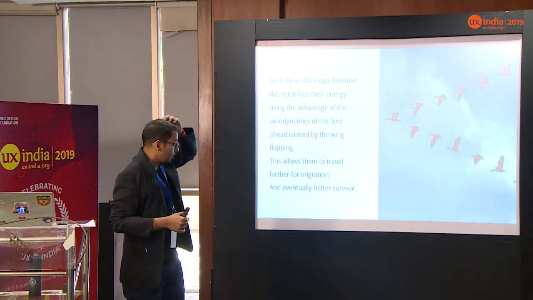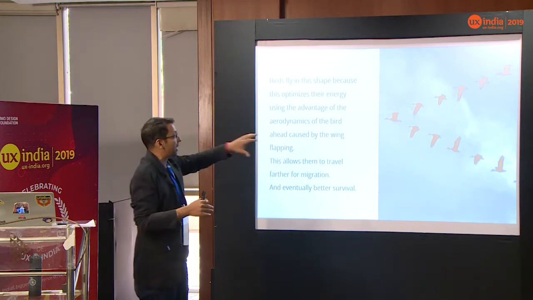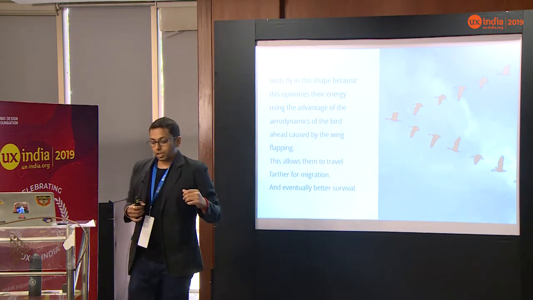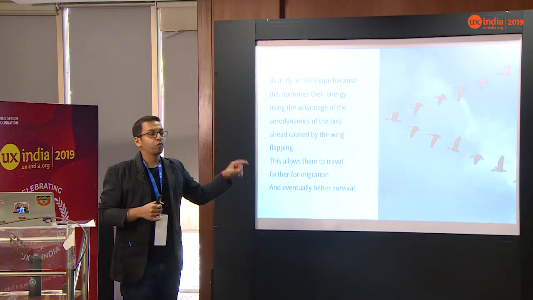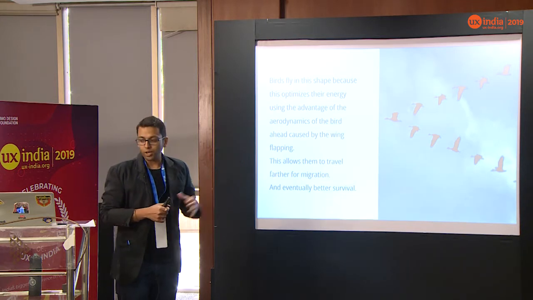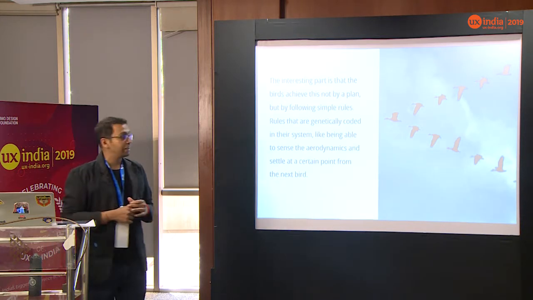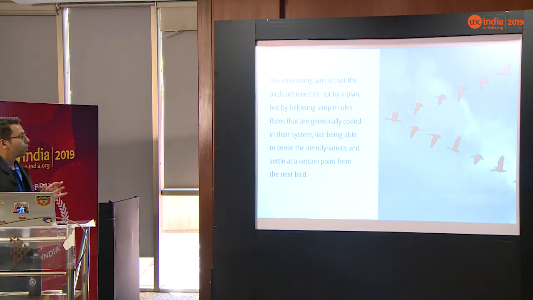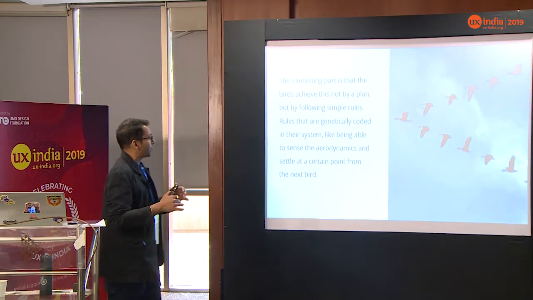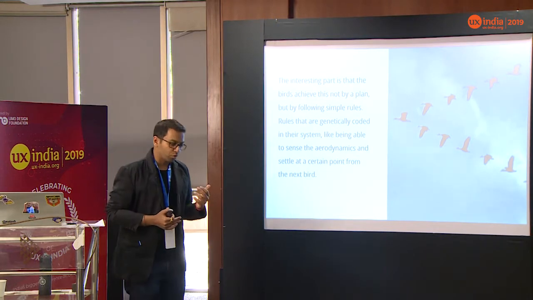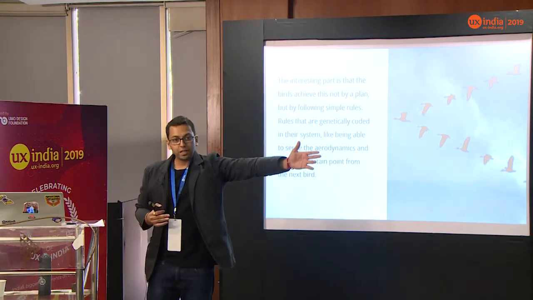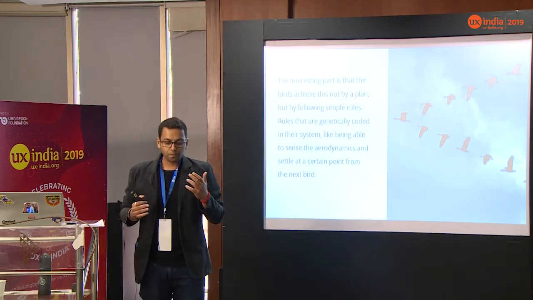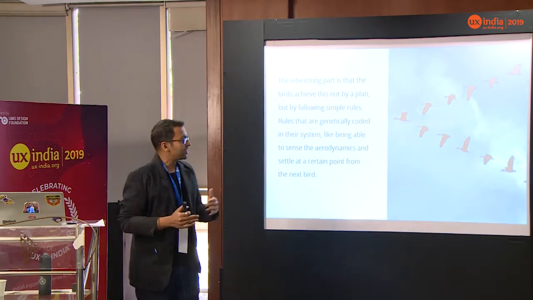Now the interesting part of the entire structure of this formation is that no bird knows that they have to fly in this formation. So the interesting part is that this is not achieved by a plan, but by following simple rules. Rules that are genetically coded in the system, like being able to sense the aerodynamics. So the birds know something like, I have to keep this much distance from the next bird based on the wind draft that I'm getting, and maybe at this angle. And that's how the shape evolves.